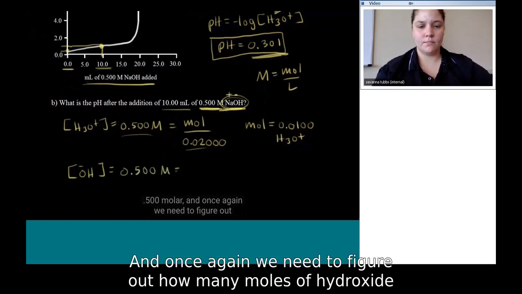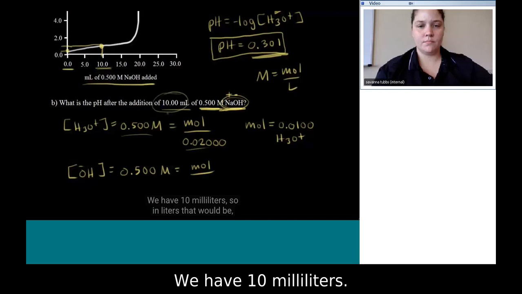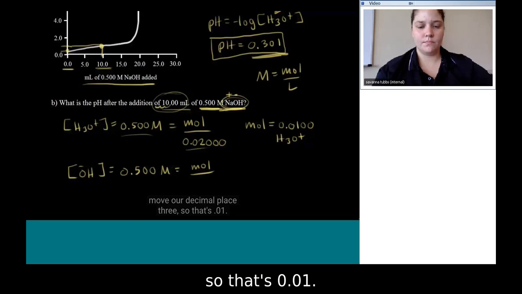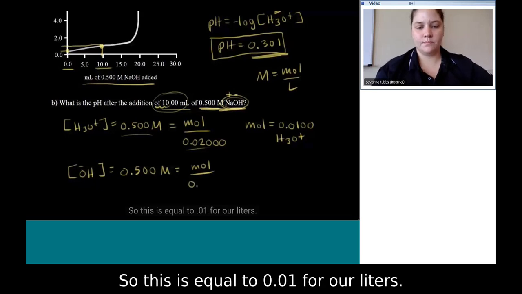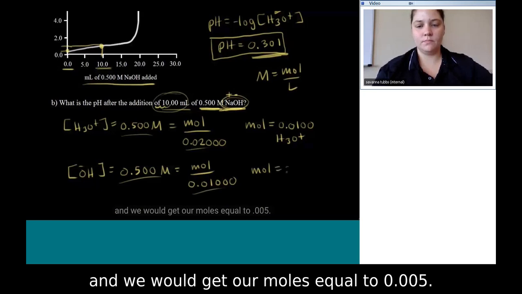And once again, we need to figure out how many moles of hydroxide ions that we have. And what's the volume, right? We have 10 milliliters. So in liters, that would be, move our decimal place, 3, right? So that's 0.01. So this is equal to 0.01 for our liters. Solve for moles. So we would just multiply 0.5 by 0.01, and we would get our moles equal to 0.005.